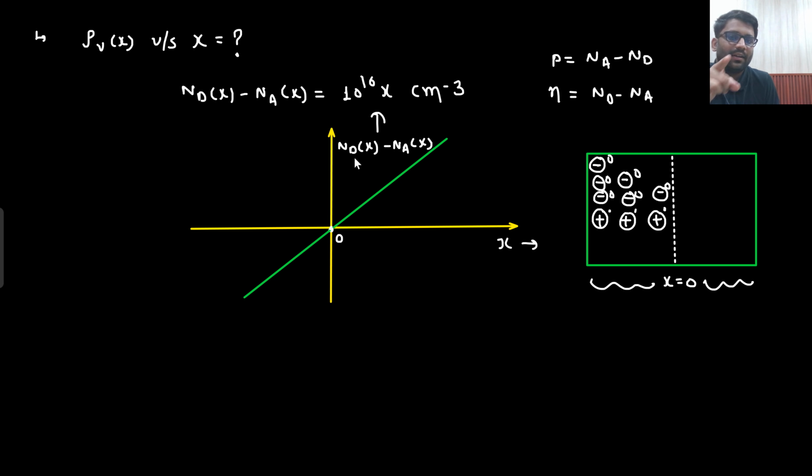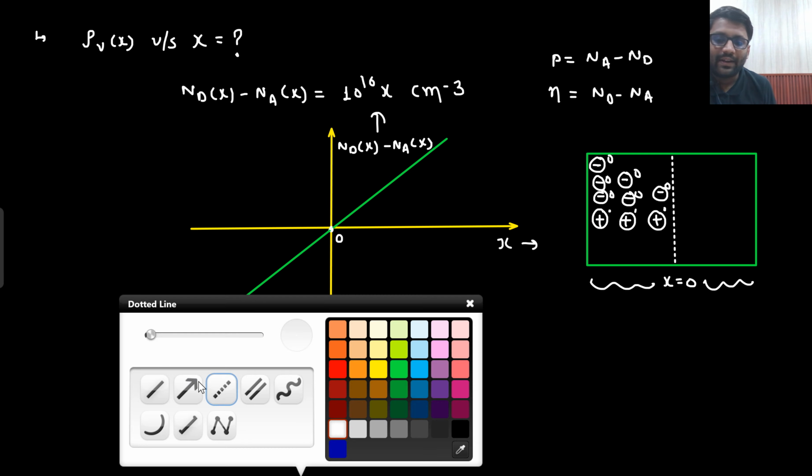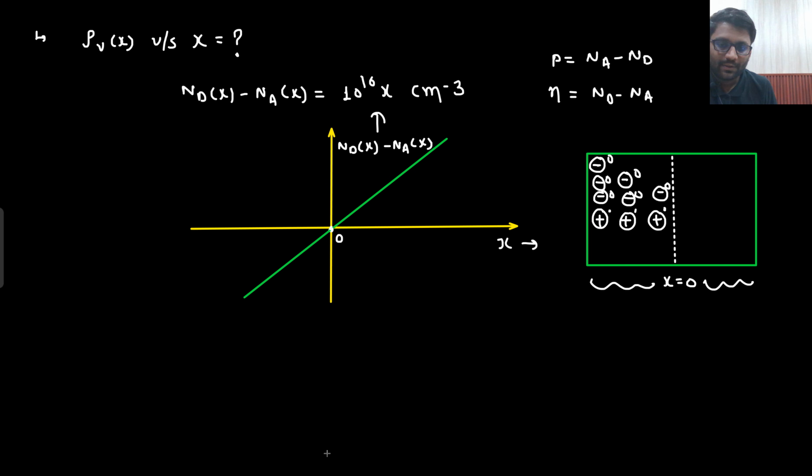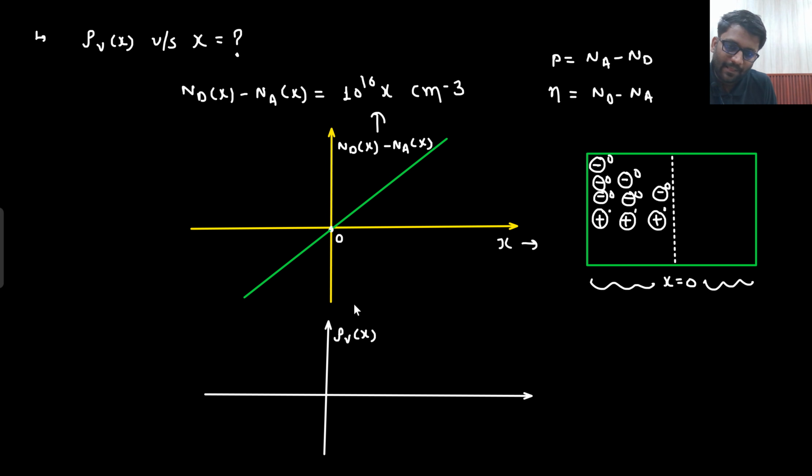Okay. But this is not the final plot I require. What is the final plot I require? I require the plot of volume charge density. This is the final plot that I require. So what I will do? I will multiply this with q.